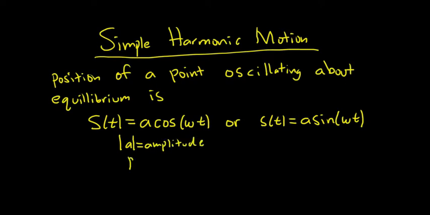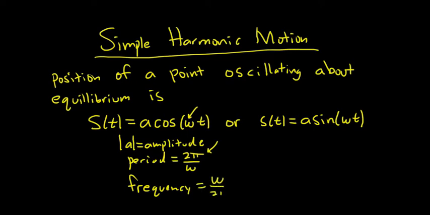The period is just like the period before from trig. It's 2 pi over b, except in this case, it's not b, it's omega. So it's 2 pi over omega. And to find the frequency, you just flip the period. So it's 1 over this, which is omega over 2 pi.